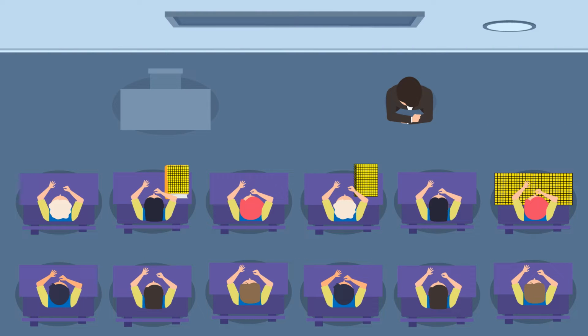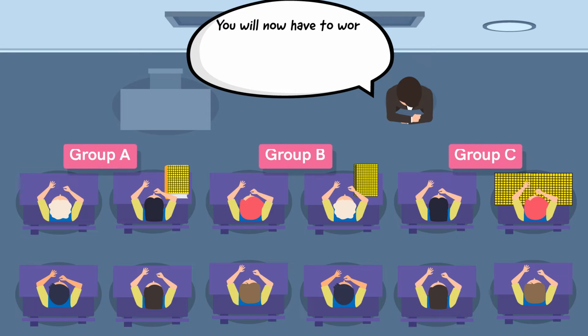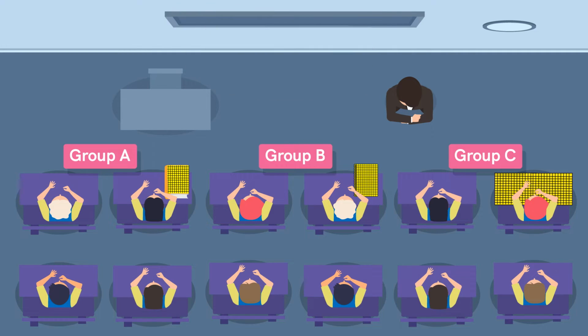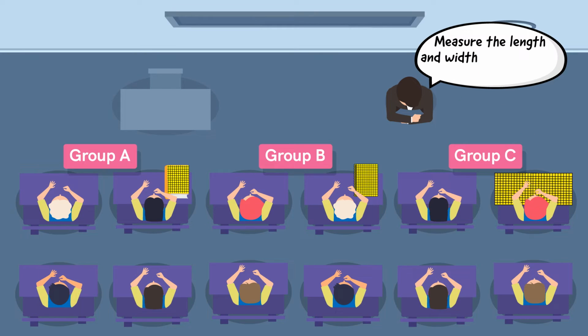Now let's initiate another activity to lead the students towards explaining the concepts of the lesson. To begin with, inform the students that now they have to work in the same groups to measure the objects with a measuring tape and lead to the actual measurement. To begin with the activity, ask the students to measure the length and width of the object with the measuring tape.